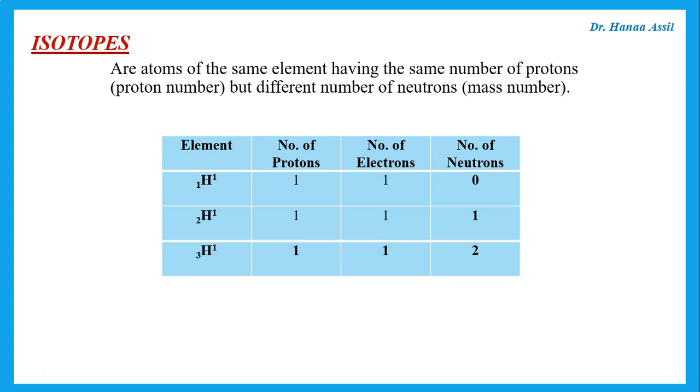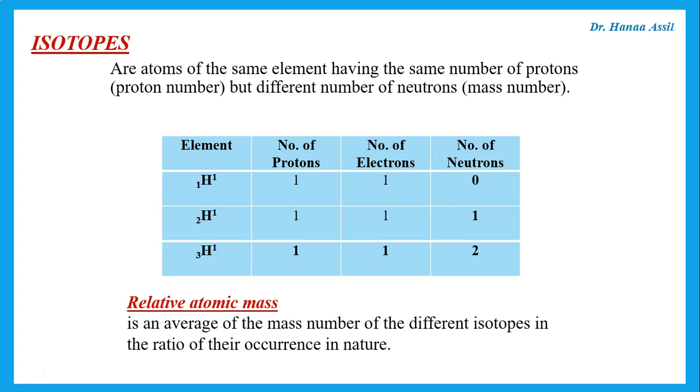Isotopes are atoms of the same element having the same number of protons but a different number of neutrons, and the relative atomic mass of an element is the average of the mass numbers of the different isotopes in ratio of their occurrence. And remember, all masses are relative to the mass of a carbon-12 atom.